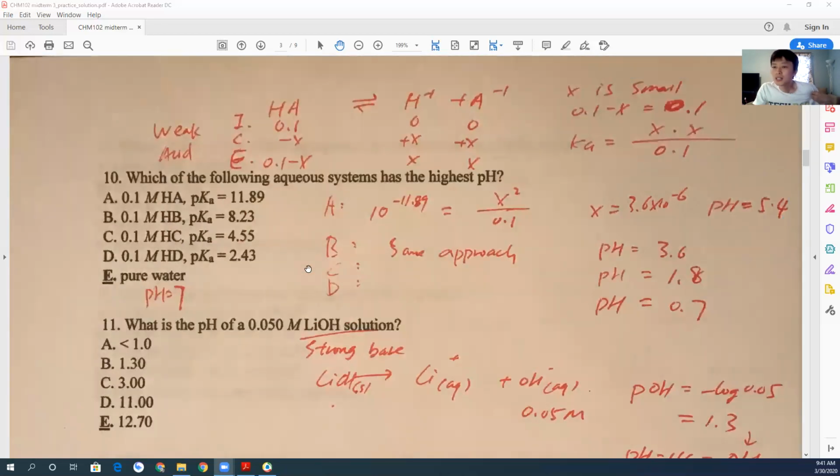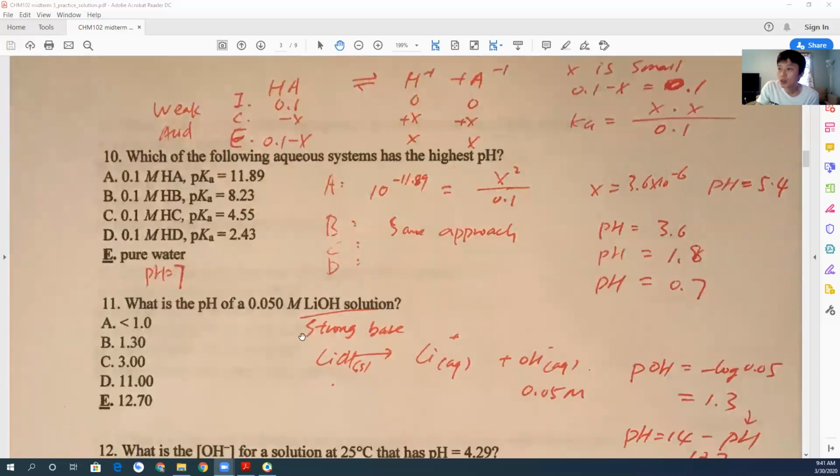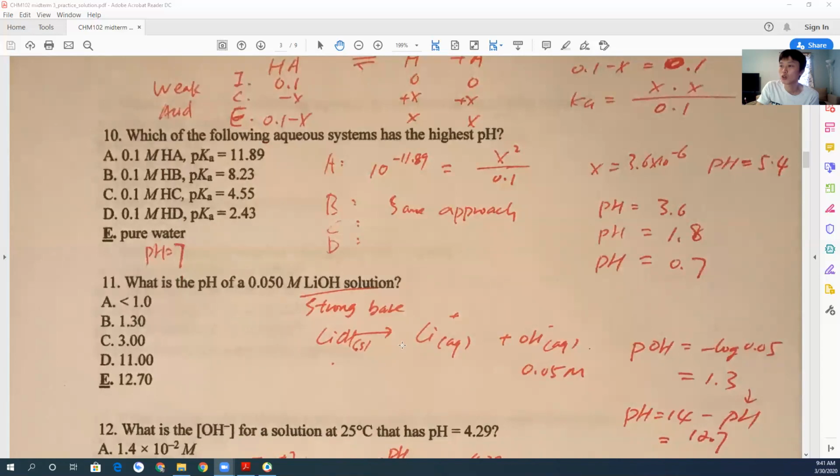Number 11 was the pH of a 0.5 molar base solution. You see lithium in the first column. First column, second column hydroxides, they're all strong bases. Lithium hydroxide is a strong base, meaning that when you put it in water, it completely dissolves. This ionic compound completely dissociates, so it gives you the metal cation and the hydroxide. So 0.5 molar of this base also corresponds to 0.5 molar of hydroxide concentration.